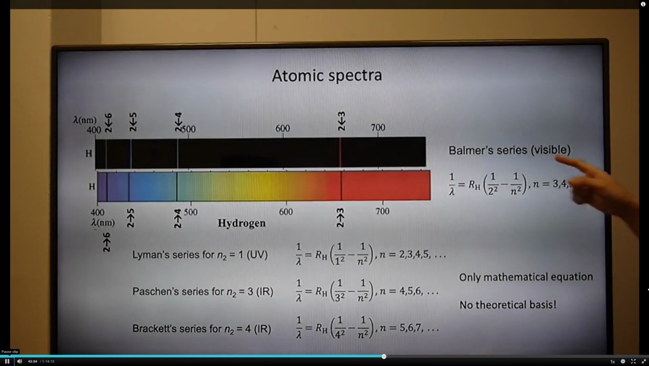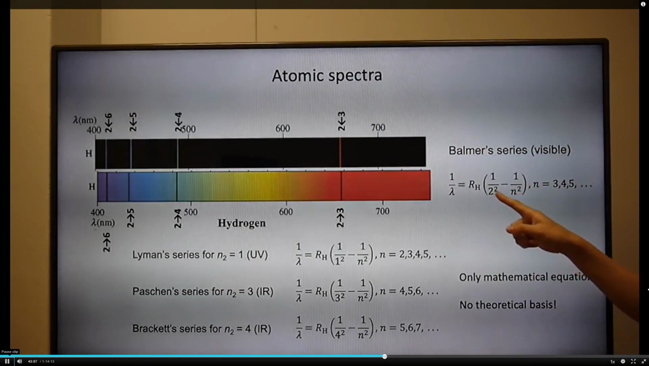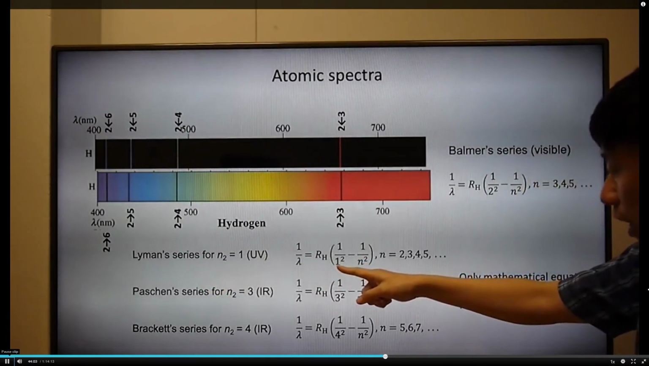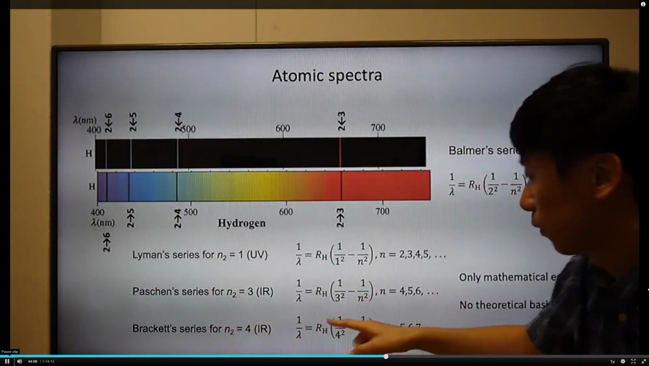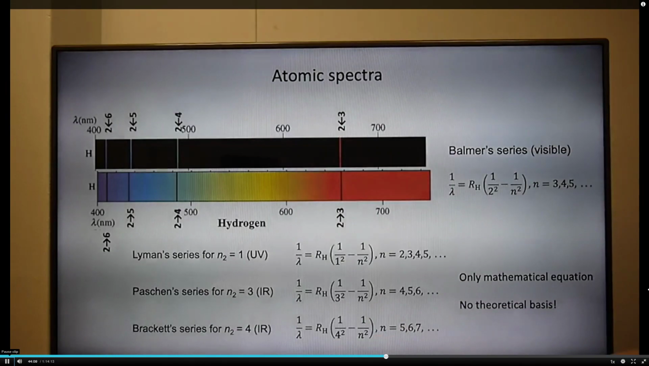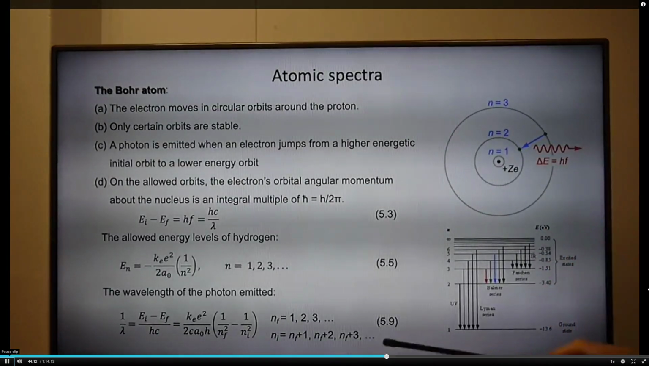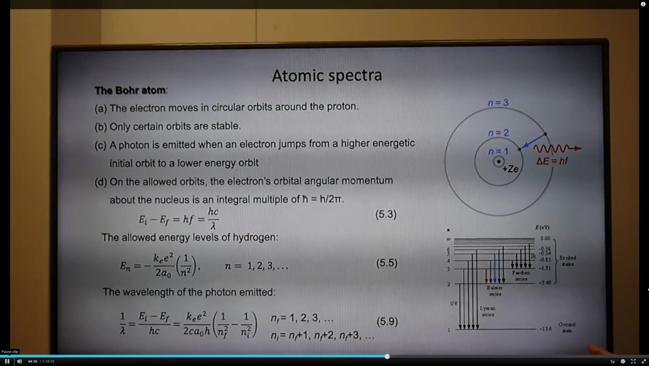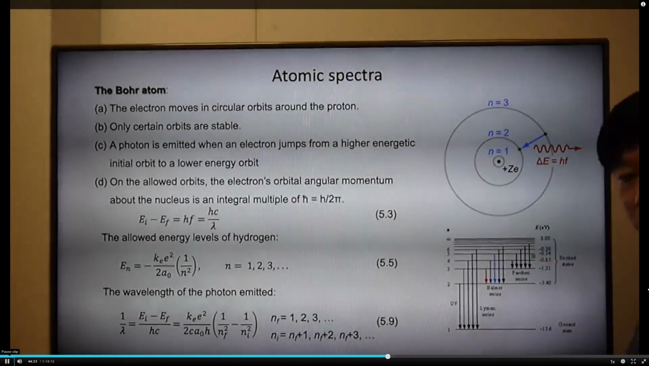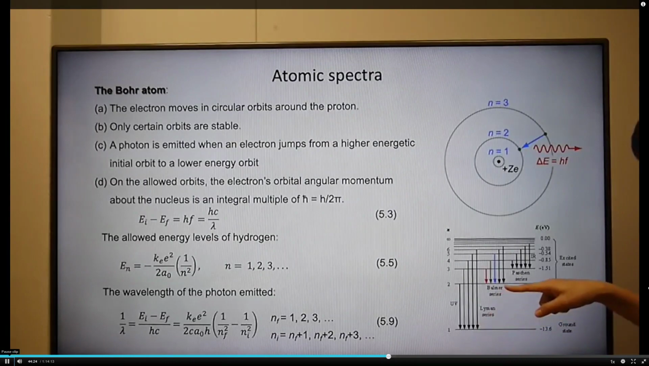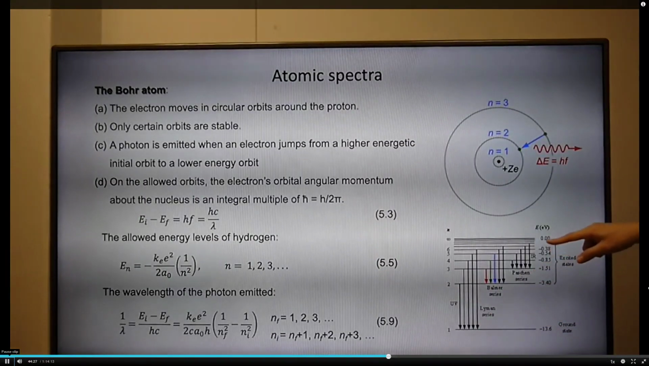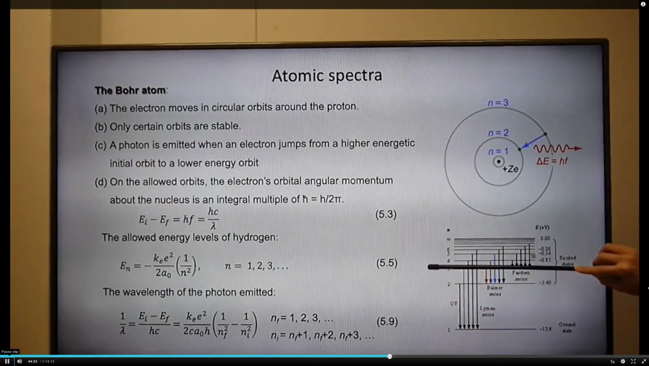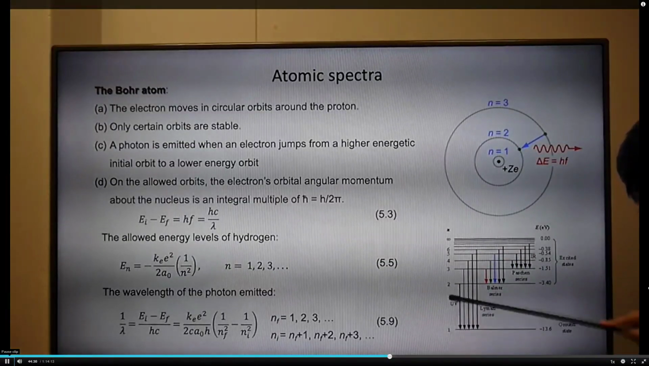So the Balmer series is for ni equals 2, and the Lyman series for n equals 1, and the other series for n equals 3 and 4. Based on Bohr's model, we can explain how we get these four specific series of the spectrum: the Lyman series, Balmer series, Paschen series, and Brackett series. So there are discrete energy levels, from n equals 1 to infinity.